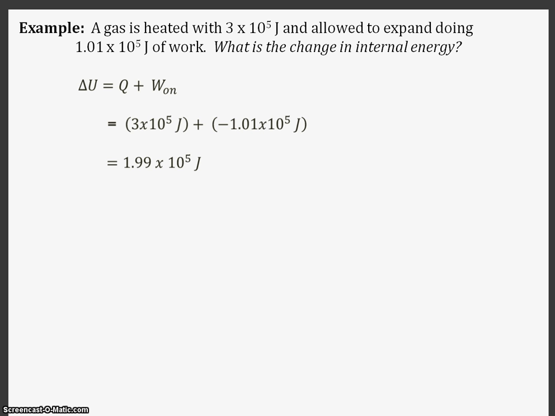Okay, so we're just at about our 15-minute time limit for our YouTube videos. So we're going to go to part 2 of the first law of thermodynamics and give you another example.